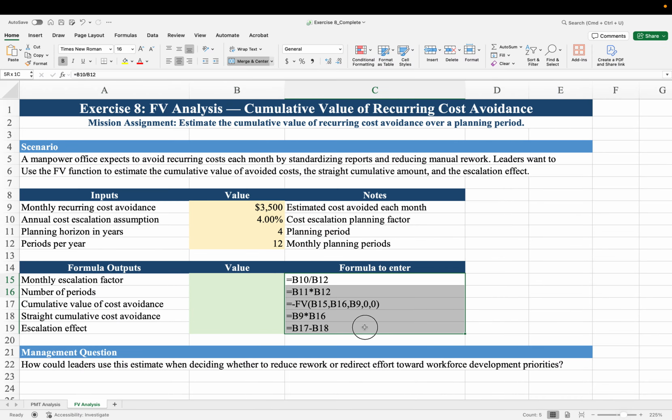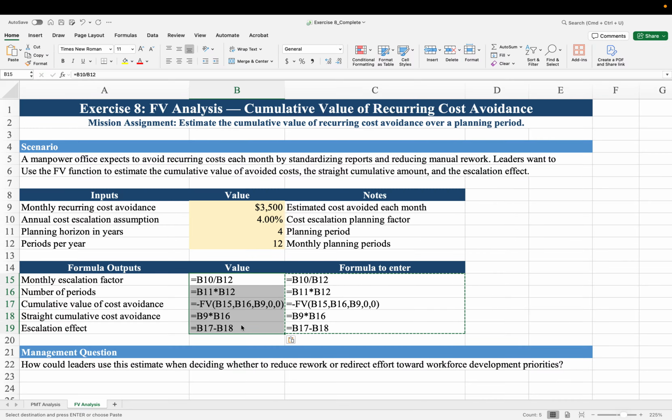So similar to the payment function, we'll copy those functions into the value column and address them one at a time. So again, the monthly factor is simply taking that annual factor and dividing it by 12. In this case, that 4% factor divided by 12 is 0.0033 and on. The number of periods is 48. Again, 4 years with 12 months each.